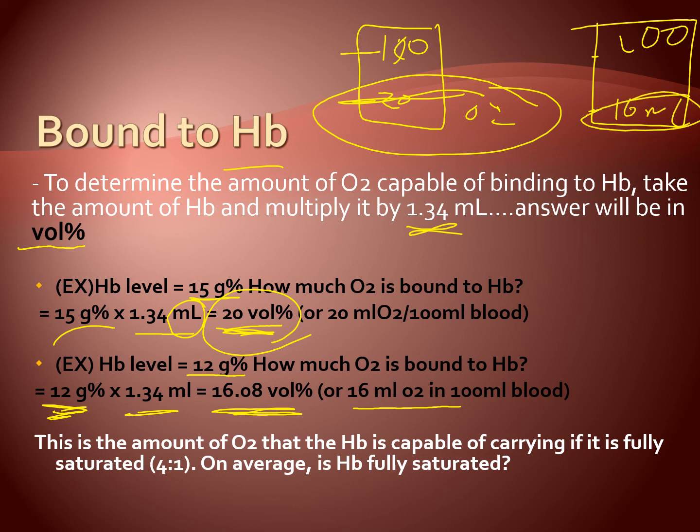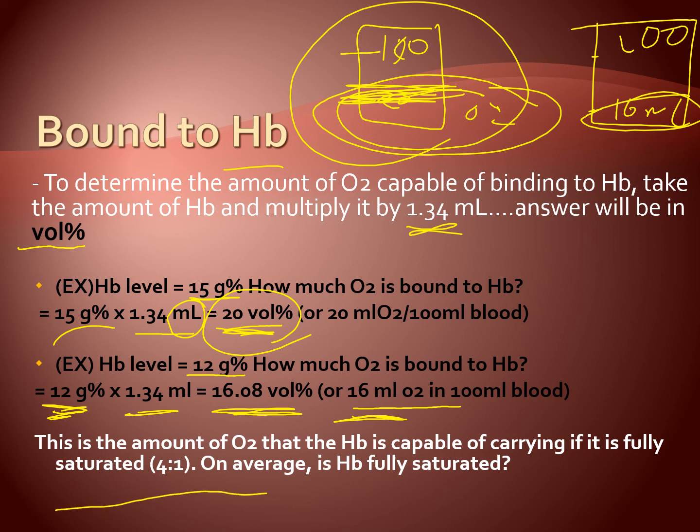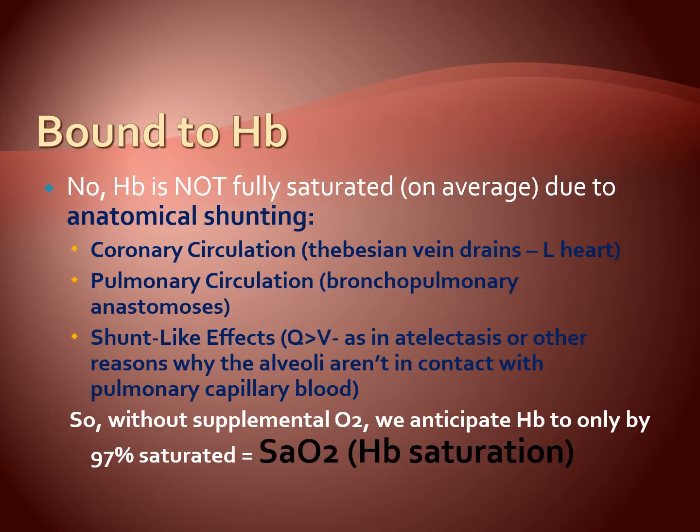So which one's carrying more, the one that has 16 volumes percent or the one that has 20 volumes percent? Well, the one that has 20 volumes percent is carrying a lot more oxygen per the volume of the beaker than this one down here at 16 volumes percent. So this is how much each hemoglobin is capable of carrying if it was perfect saturation. That's if it's perfect saturation, but I've got to break some news to you. Most of your patients won't be in this perfect saturation situation. Hemoglobin is not fully saturated on average, right?